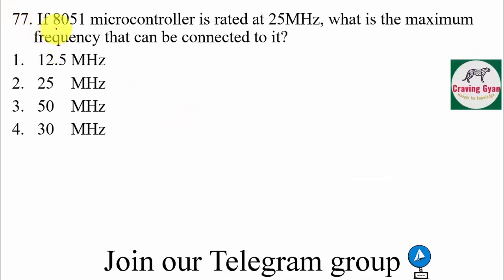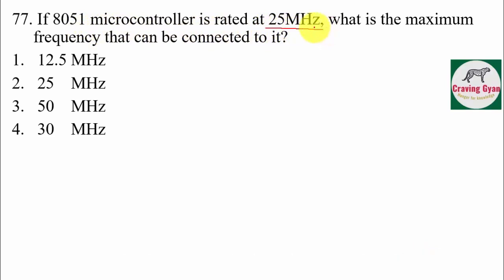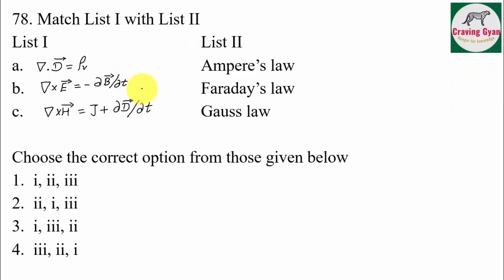Moving on to the 77th question, what they have given is that the 8051 microcontroller is rated at 25 megahertz, nothing but it is operating at 25 megahertz. What is the maximum frequency that can be connected to it? The maximum frequency you can connect is 25 megahertz, provided you are maintaining proper synchronization with respect to phase. If you are matching, you can connect up to 25 megahertz. Greater than 25 megahertz it fails. Less than 25 megahertz is okay. But for a faithful output, if you are connecting 25 megahertz it is well and good, nothing but it will be operating at high speed. So option 2 is correct.